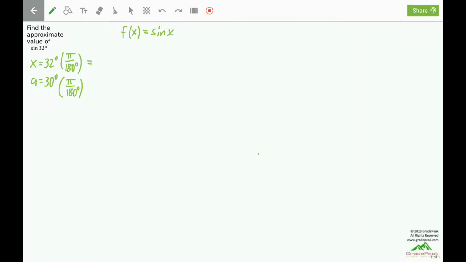The x value will become 32 times pi over 180. The degrees cancels from the numerator and denominator, so it will now be unitless, which is radians. And we can now reduce this as much as possible.